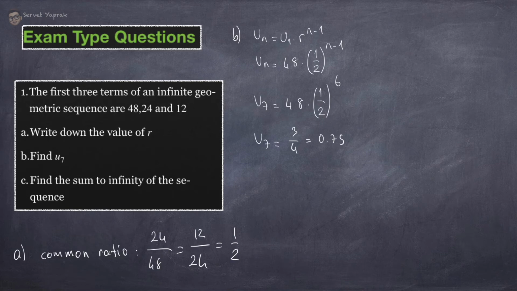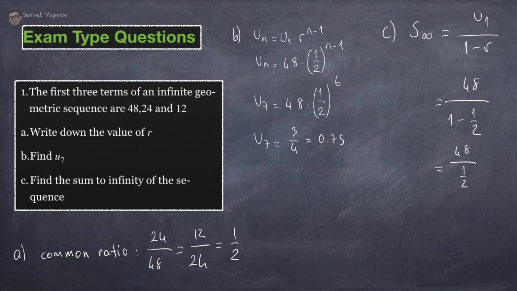Part C asks sum to infinity. Since this is a decreasing geometric sequence, we can calculate the sum by using S infinity formula, which is u1 over 1 minus r. So first term is 48. We substitute r as well, 1 minus 1 over 2. So this is 48 over 1 over 2, and the result is 96.